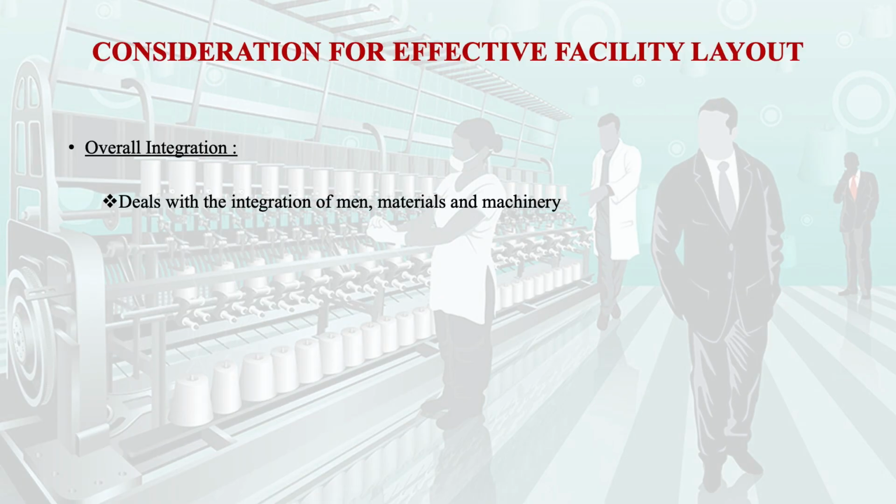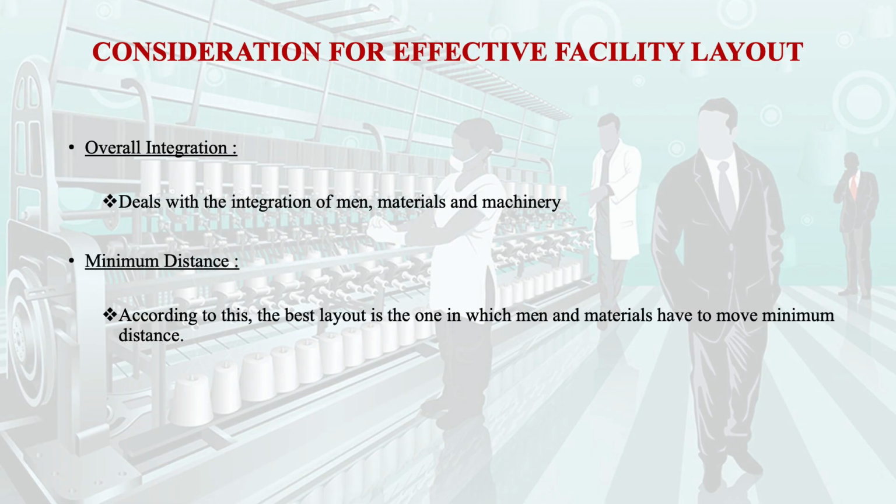In the overall integration, we deal with the integration of man, material and machinery. Here we will also include the information or the communication from top to bottom management and bottom to top communication. Then minimum distance. Under that we should try to have the movement at the lowest level, whether it is a movement of man or a flow of material. We should try that minimum distance should be traveled.